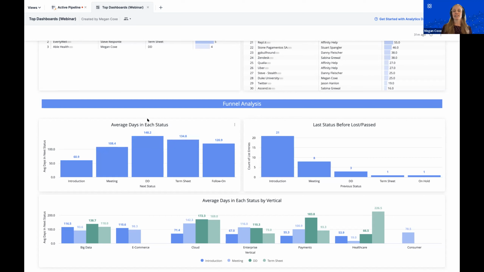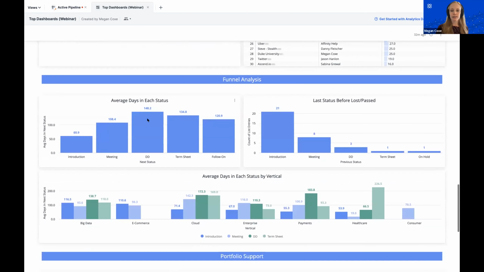And then in the last status before passed or lost, we can see where deals are falling off. Are we actually vetting companies at the top of the funnel like we should, and then down funnel really only focusing on the companies that are the best fit? In this case, it looks like we are, but what we don't want is to spend time with companies that aren't a good fit down funnel in due diligence, spending more time and resources on those. So this is a great chart to have to make sure that your process is efficient.